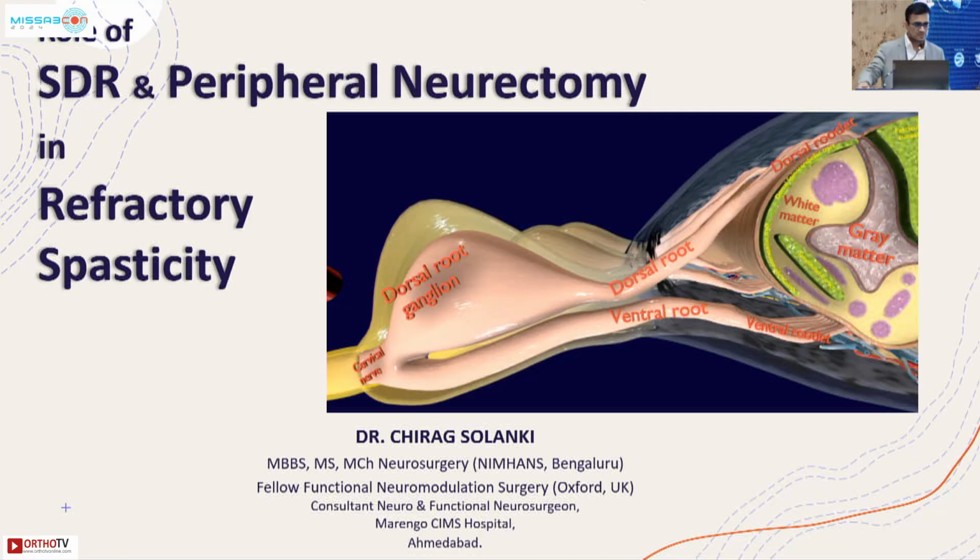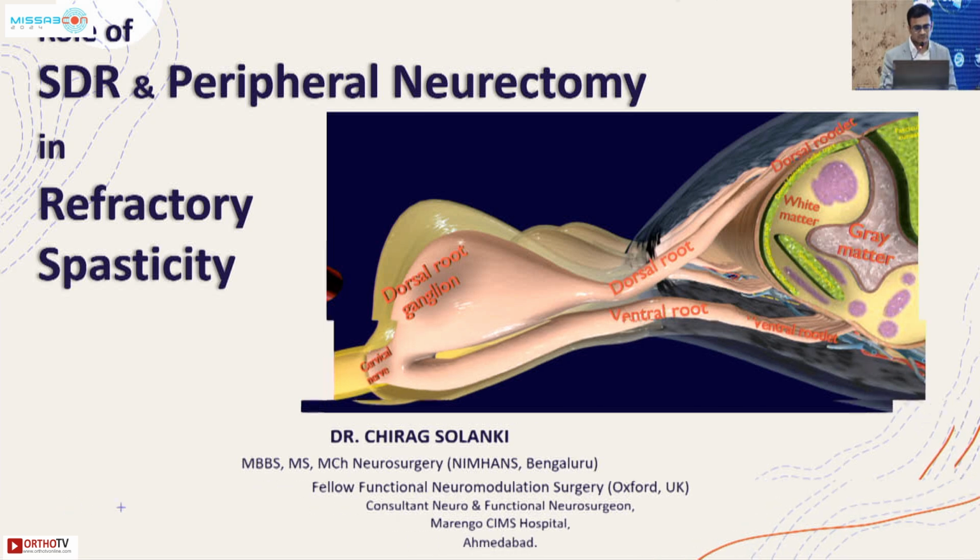I'm going to talk about the role of selective dorsal rhizotomy and peripheral neurectomy in refractory spasticity. In my talk, I've given more attention to selective dorsal rhizotomy, because peripheral neurectomy has a very limited role, only in focal spasticities, and is a very straightforward procedure. SDR is relatively more complex. There are multiple approaches, and a significant amount of intraoperative neuromonitoring lies behind the success of this procedure. So basically these are the two relatively common procedures, apart from the baclofen pump, which are being done for refractory spasticity.